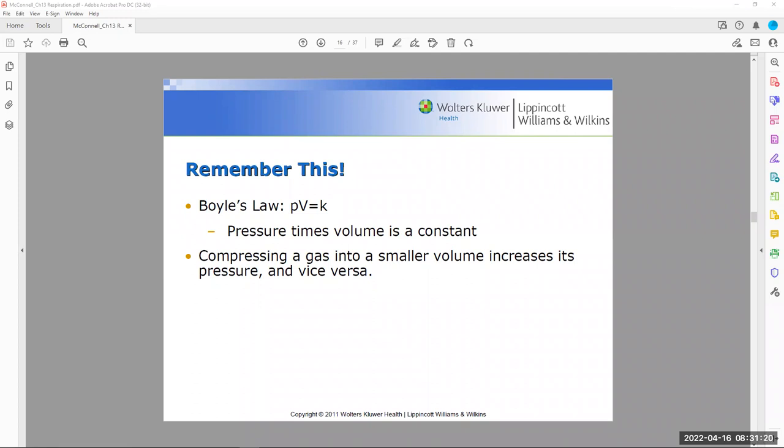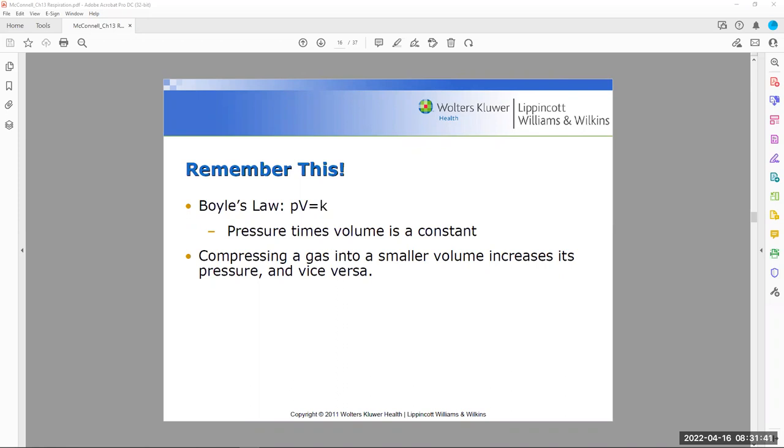What would happen then if volume goes up? What will happen to pressure? Would it go up or down? If volume goes up, what would happen to pressure? Down. Pressure will go down. If you're thinking about a seesaw, it would go down. And if volume goes down, what happens to pressure? Does it go up or down? Pressure will go up.